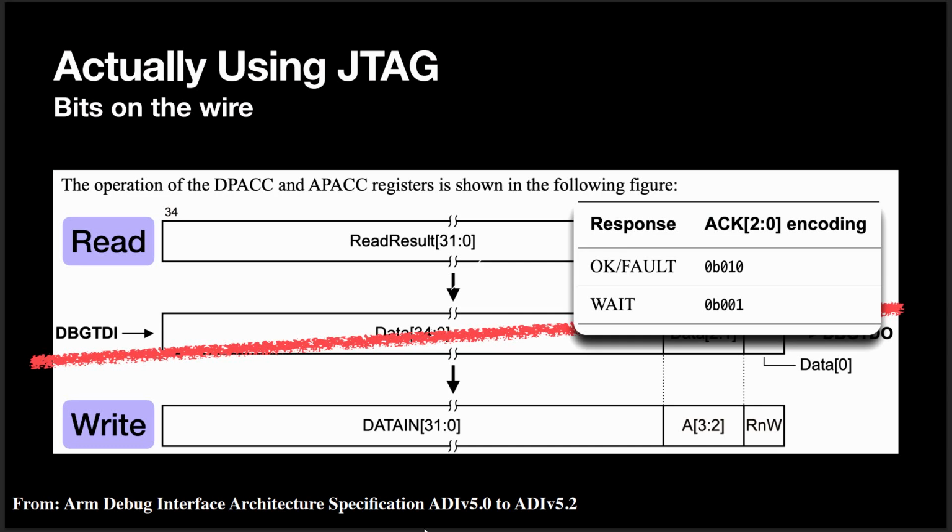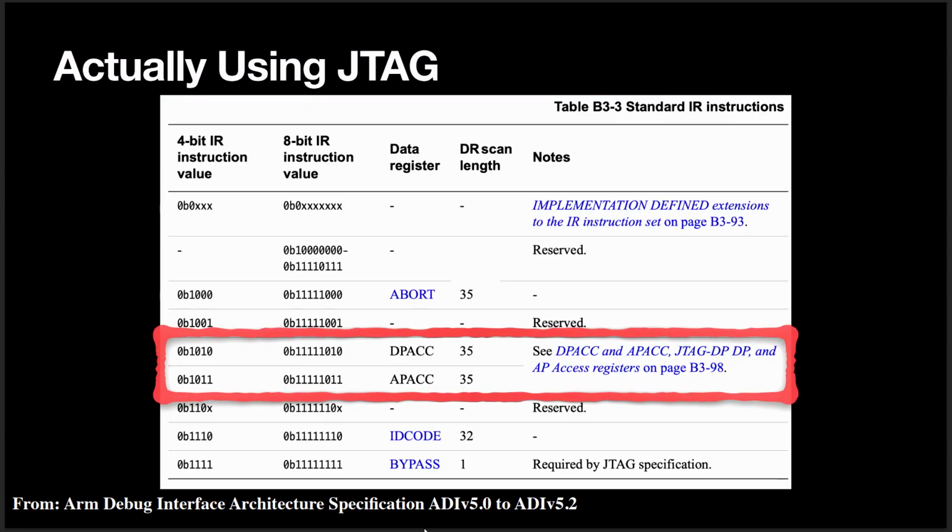So when we talk about the JTAG message that gets sent on the wire, it's 35 bits. If you look at this table, you'll see that both DPACC and APACC are both 35 bits, which is kind of a weird number, right? We're used to things that are 32 bits. 35 is a very, very strange number.